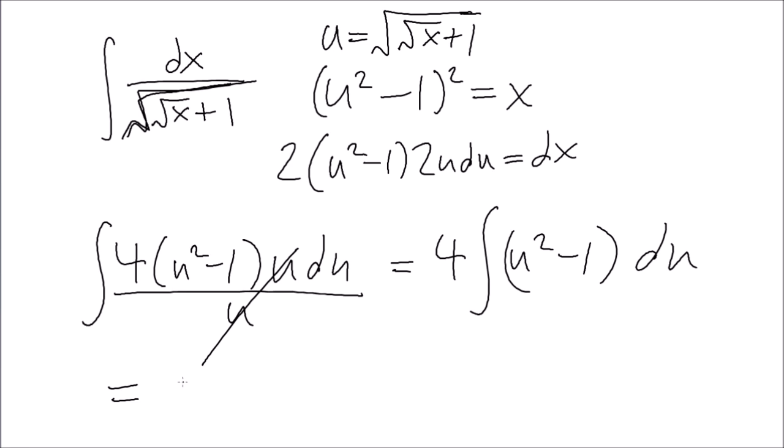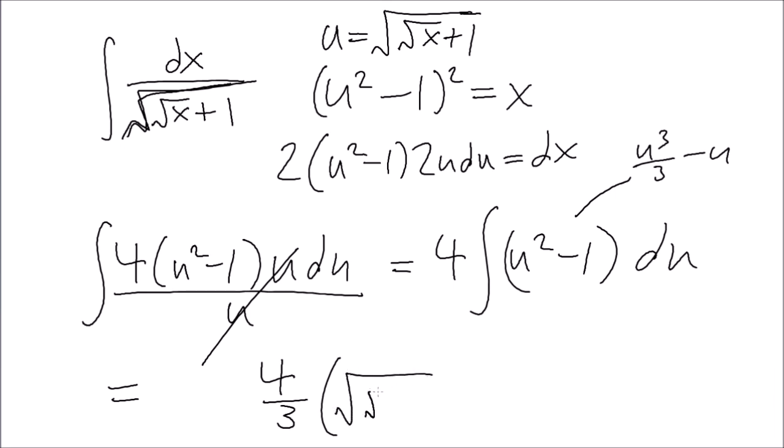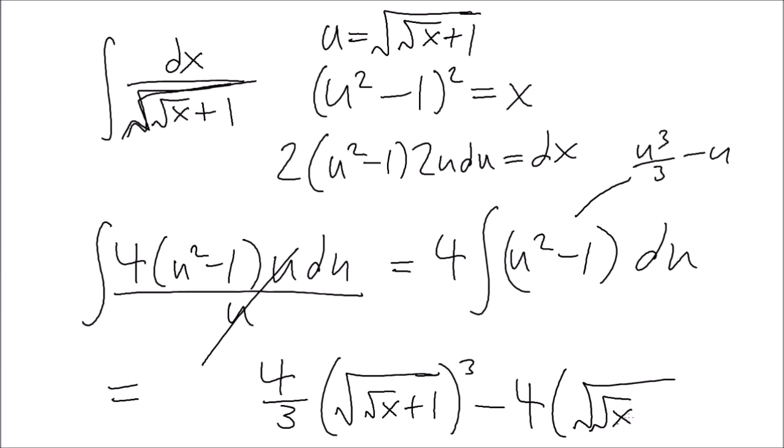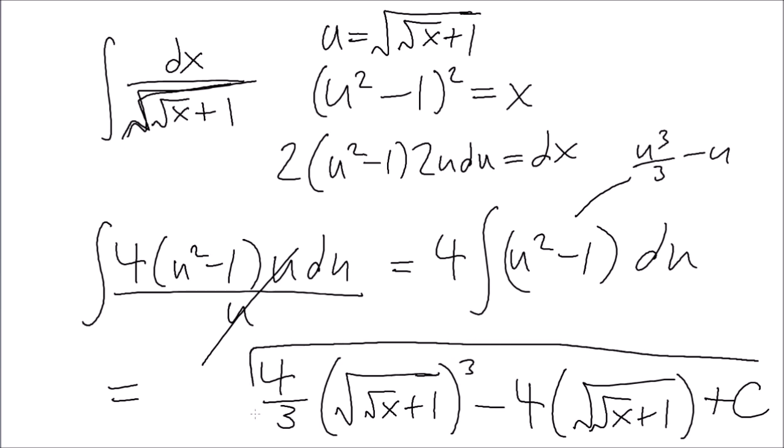Okay, well then, we'll go ahead and integrate this. This is just u cubed over 3 minus u. So then this whole answer is 4 over 3, substitute u back in, which is this thing, cubed, minus 4 times that, plus c. And this is your answer.